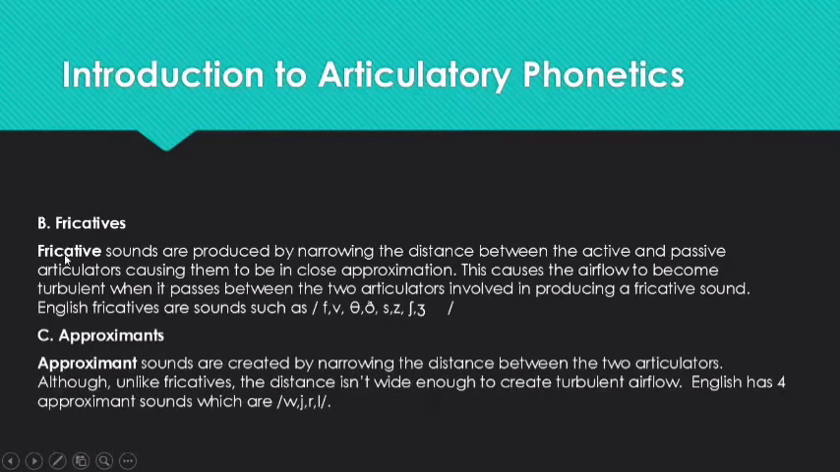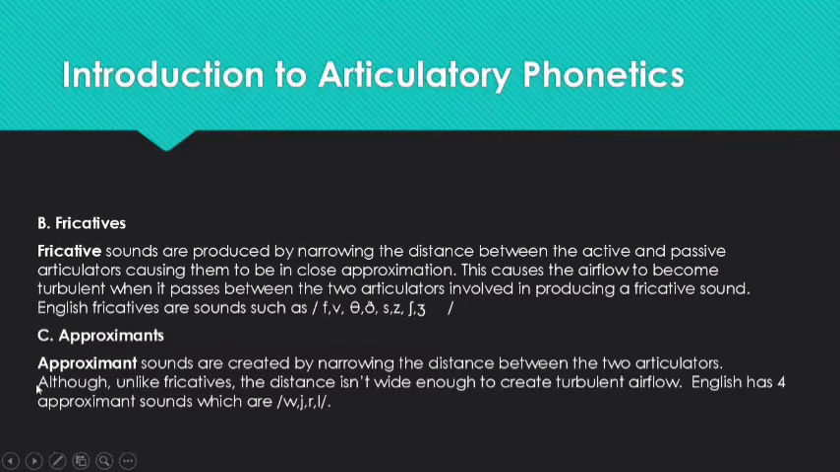B. Fricatives. Fricative sounds are produced by narrowing the distance between the active and passive articulators, causing them to be in close approximation. This causes the airflow to become turbulent when it passes between the two articulators involved in producing a fricative sound. English fricatives are sounds like this.